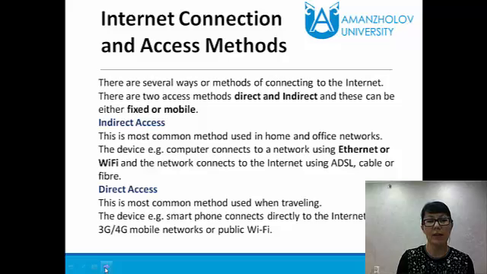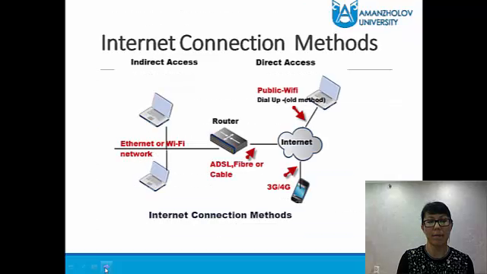Direct access is the most common method used when traveling. The device, a smartphone, connects directly to the internet using 3G, 4G mobile networks or public Wi-Fi. This slide demonstrates internet connection methods.